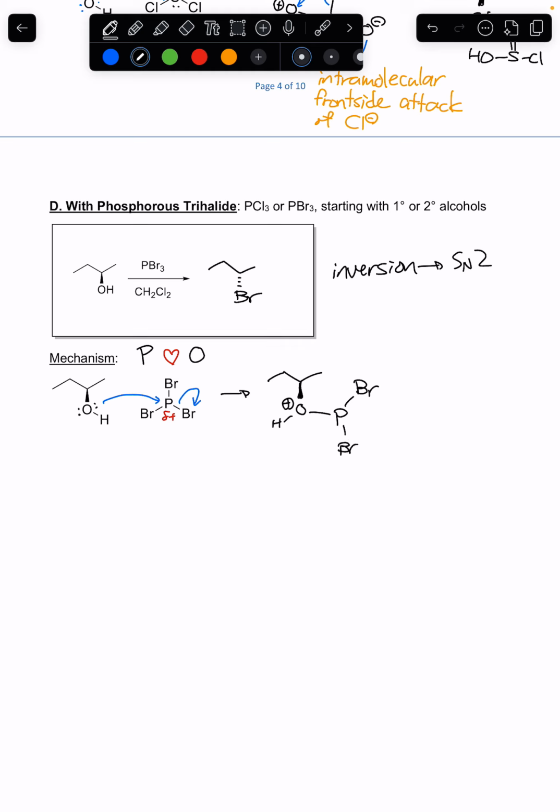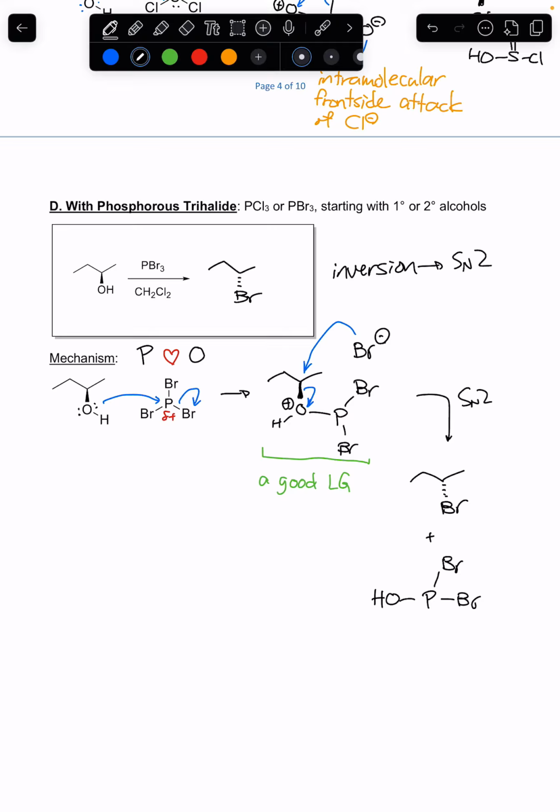Now, what that does is this whole thing really is a good leaving group. And then it spits out a bromide ion that can act as a nucleophile. So this can do an SN2, right? And you end up with that bromide. And the byproduct, of course, looks like this.